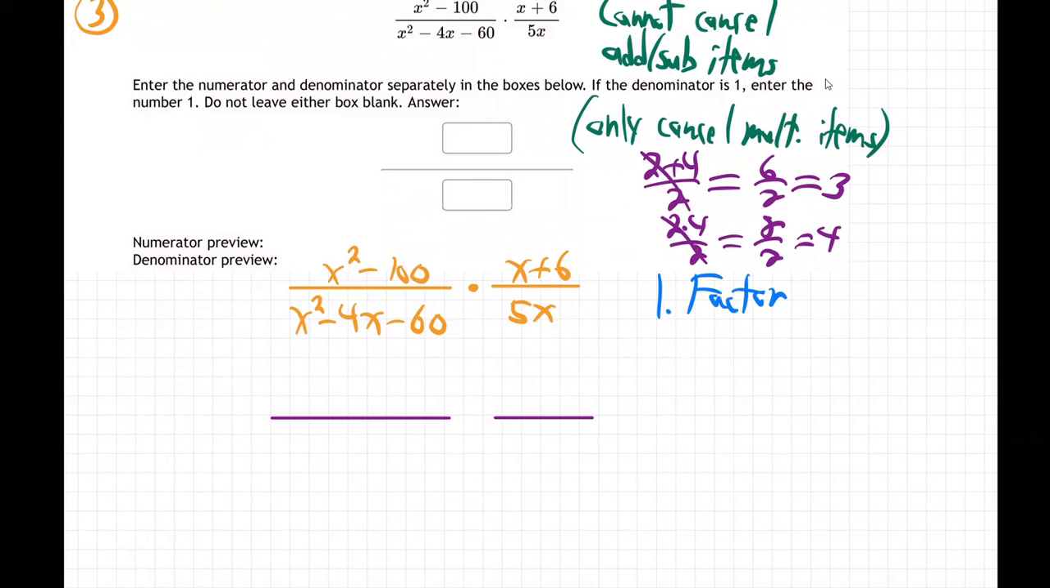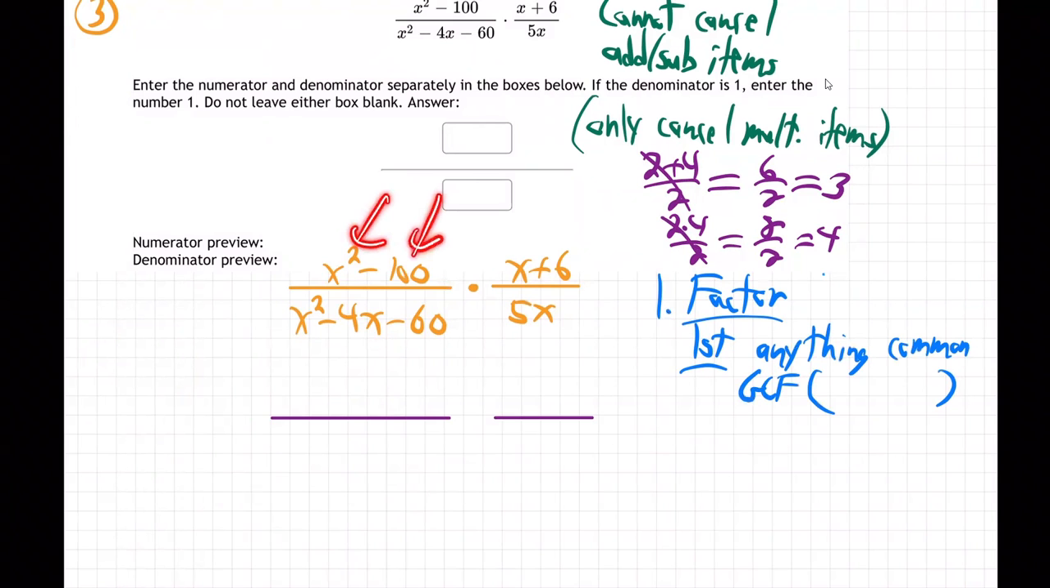Whenever you factor, first you ask, is there anything common? And if there is, you put the GCF, put the part they have in common, and do one parenthesis. Now, we don't have anything in common on this one, but we will on other ones. I just want to get you in a good habit, right? Look here. What do I mean there's nothing? Well, look at x squared and 100. Do they have anything in common?